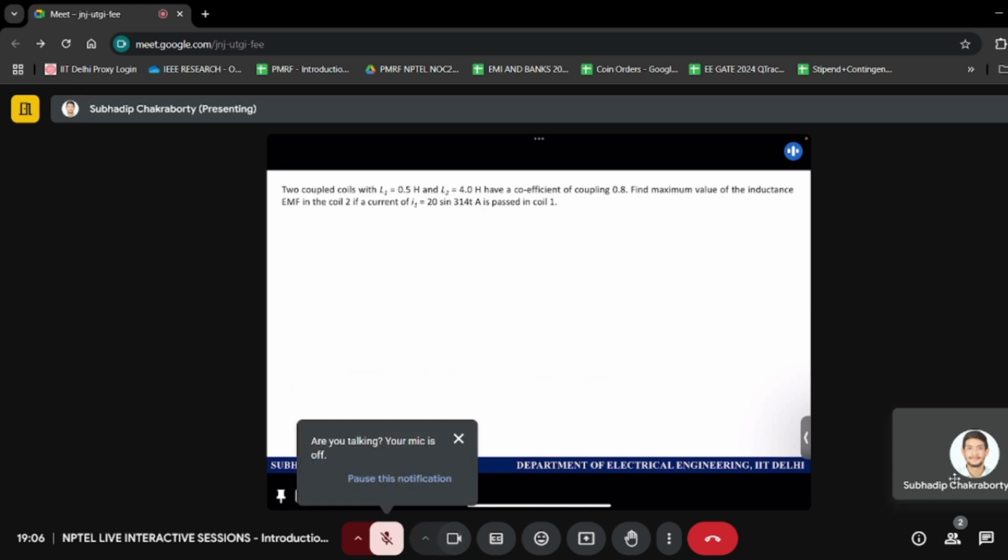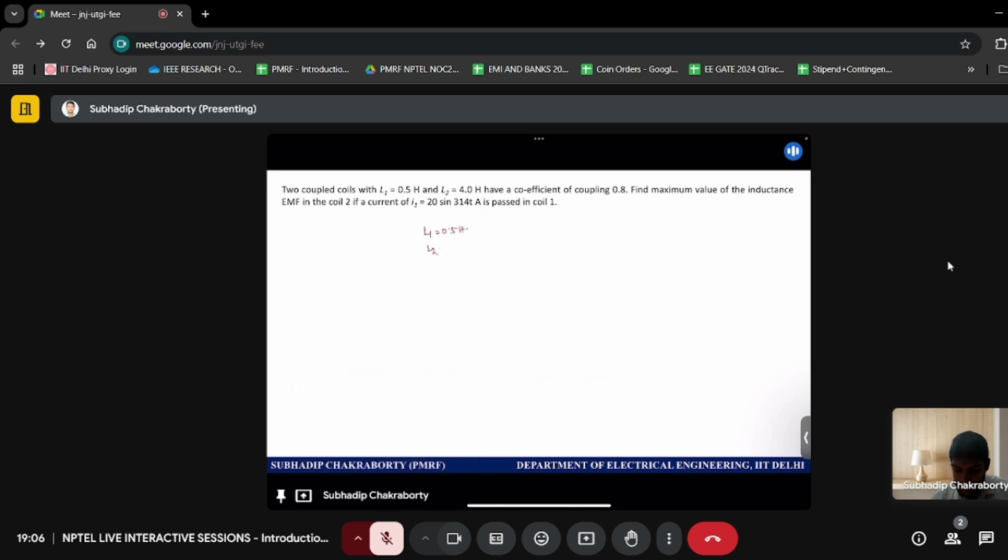So the first problem is relatively easy, right? Because it's just a brush up of your concepts, because L1 is given to be 0.5 Henry and L2 is given to be 0.4 Henry, and coupling factor K is also given to you to be 0.8. And as you know, the formula of mutual inductance between two coupled coils is given by M = K root L1 L2. Here if you plug in 0.8 and L1 L2, you will get M as around 1.13 Henry. Just check the answer, okay?